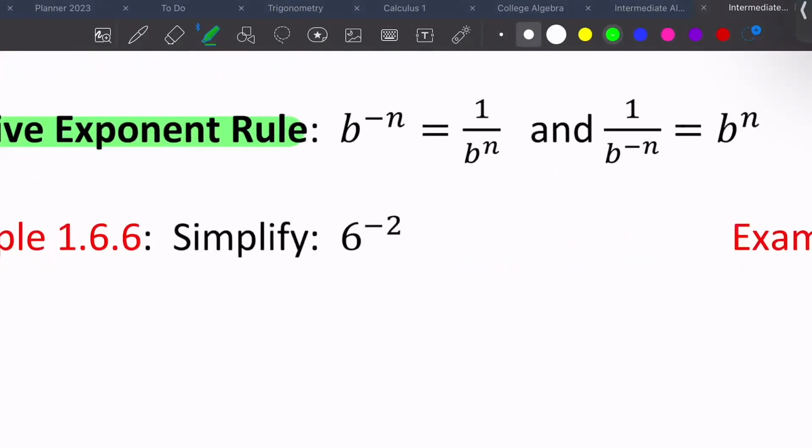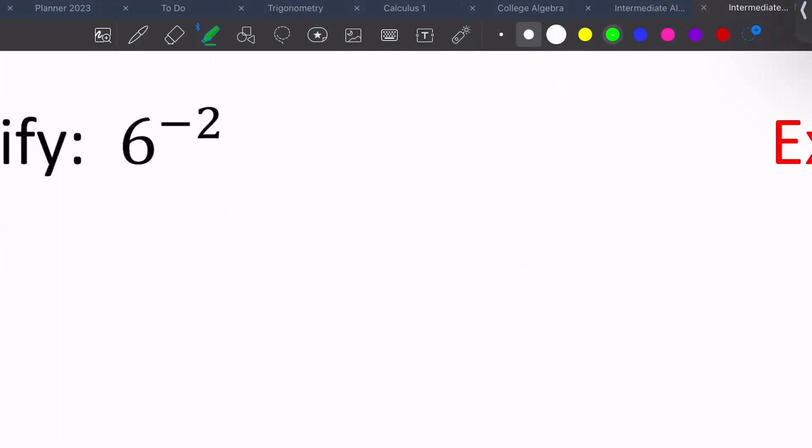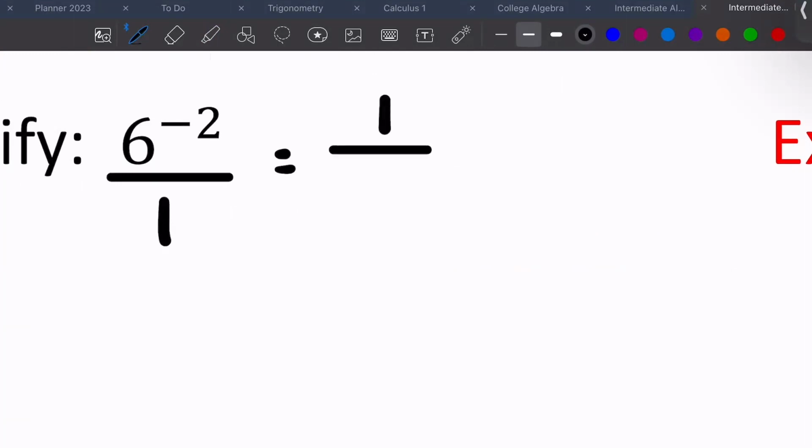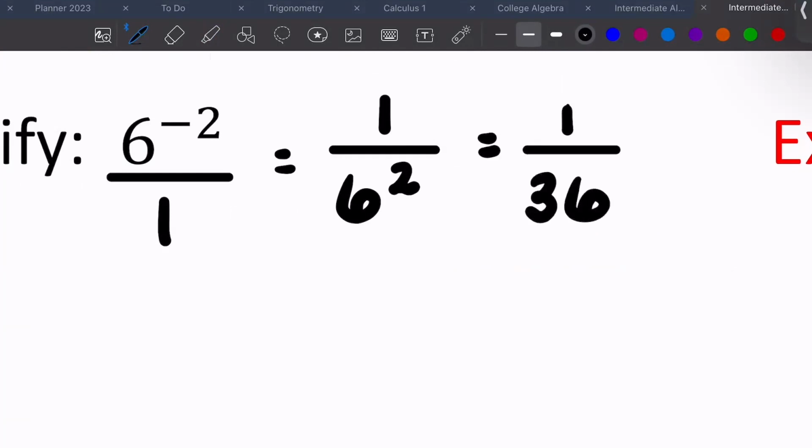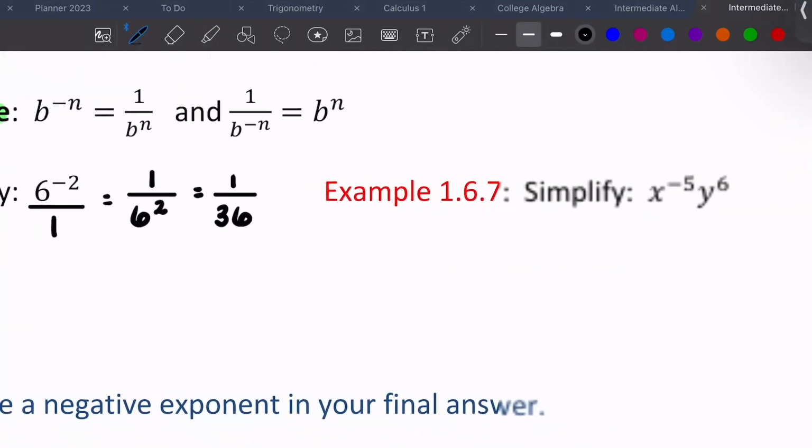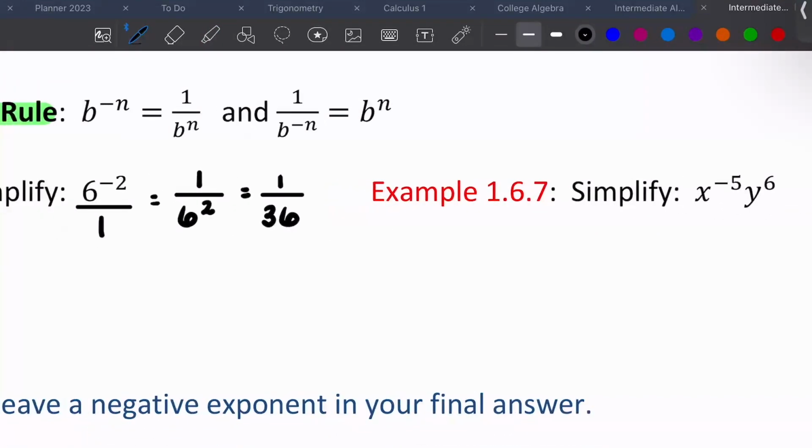So 6 to the -2nd power is obviously in the numerator, right? It would be over 1. So we're going to move it to the denominator and make it positive. Well, 6 squared, we know what that is. It's 36. And we're left with 1 over 36. It was in the numerator. We moved it to the denominator. And it made it positive.